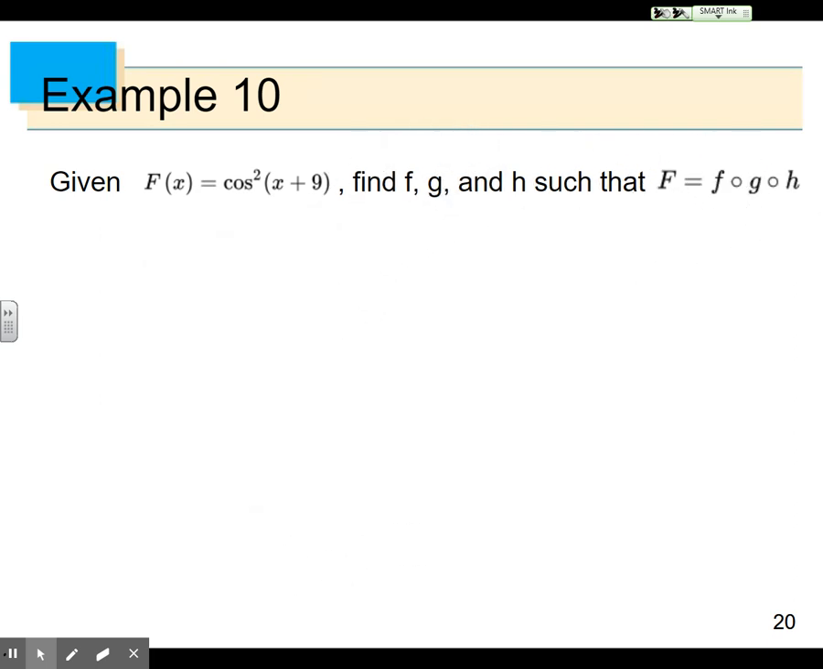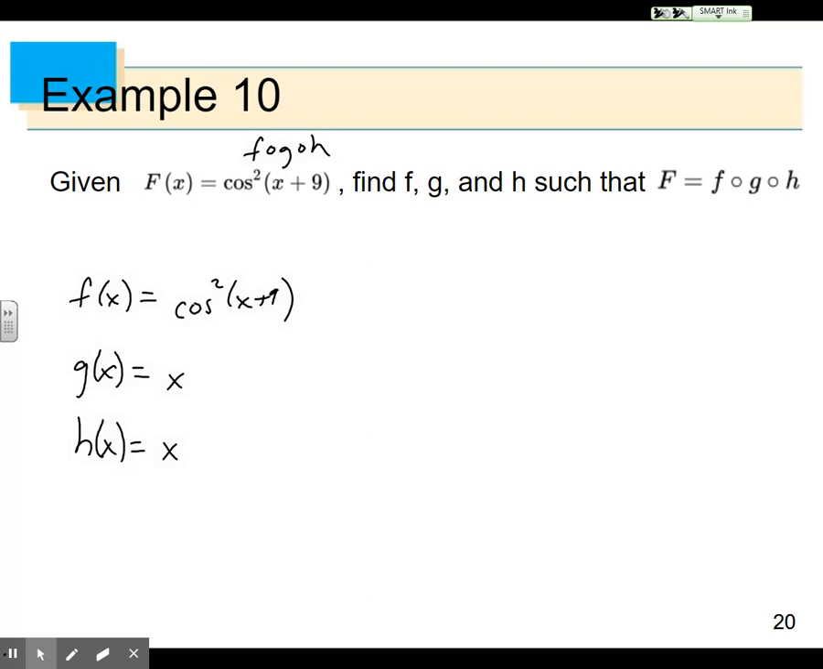On this one, they told me what the composite function was. So on this one, this guy right here is going to be f of g of h of x. I want to break it down into what f of x is, and what g of x is, and what h of x is. Now, first of all, I want to point out there's no cheating, all right? There's no going through and saying, this is x, this is x, this is cosine squared of x plus 9, all right? Can't do that. That's no good. That will work every time. So you're not allowed to use the identity function on any of these.